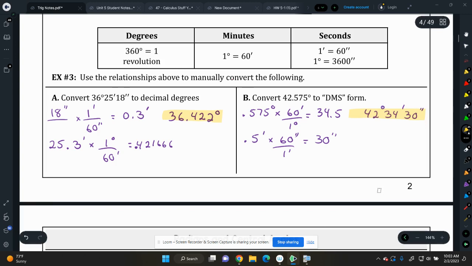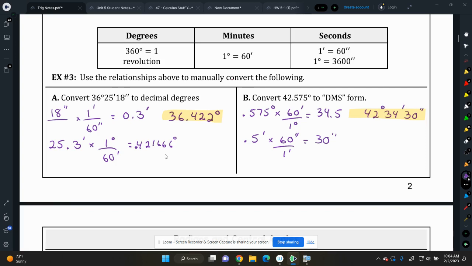So the first one, I got 36.422 degrees, and I checked it on my calculator. Remember, we're dividing. We start with the seconds. We divide by 60 to get the minutes. We add that to our other minutes. We divide by 60 to get the degrees. When it doesn't come out evenly, do you want us to go to the thousandths place, not the hundredths? I'm okay with either. And then on the other side, when we start with degrees, going to DMS, we just keep multiplying by 60. Okay? Questions?